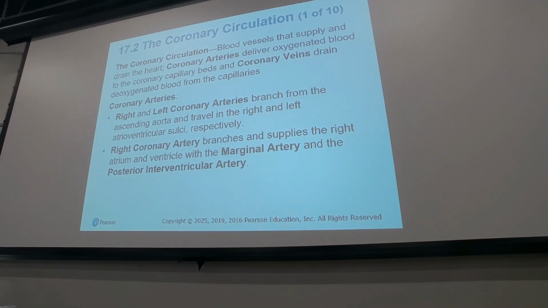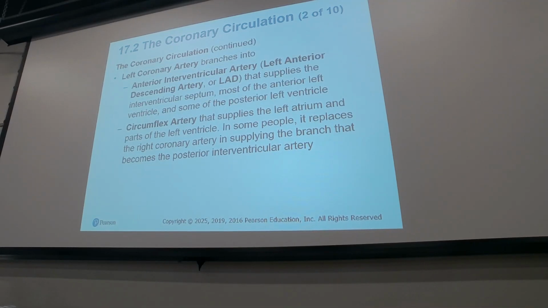And then the right coronary artery is going to give different branches, including the one that supplies the right atrium and the ventricle with this branch that is called the marginal artery because it runs on one margin or one edge of the heart, and the posterior interventricular artery that runs in the interventricular sulcus posteriorly in the heart, which is basically the equivalent of the anterior interventricular artery, which is a branch of the left coronary artery.